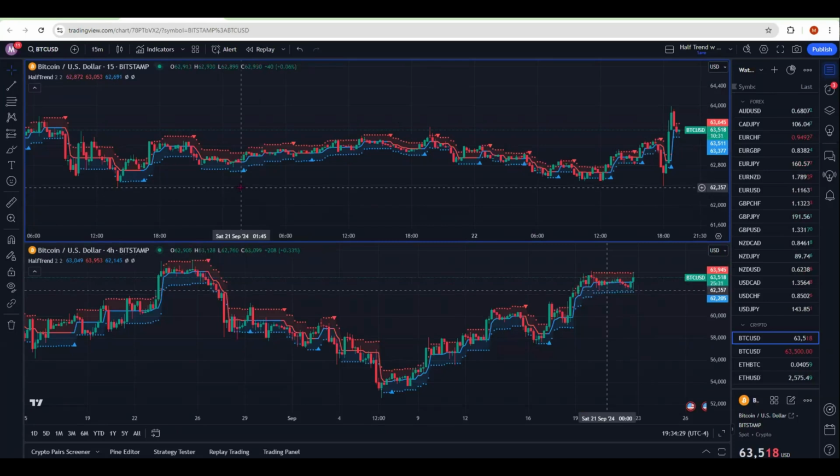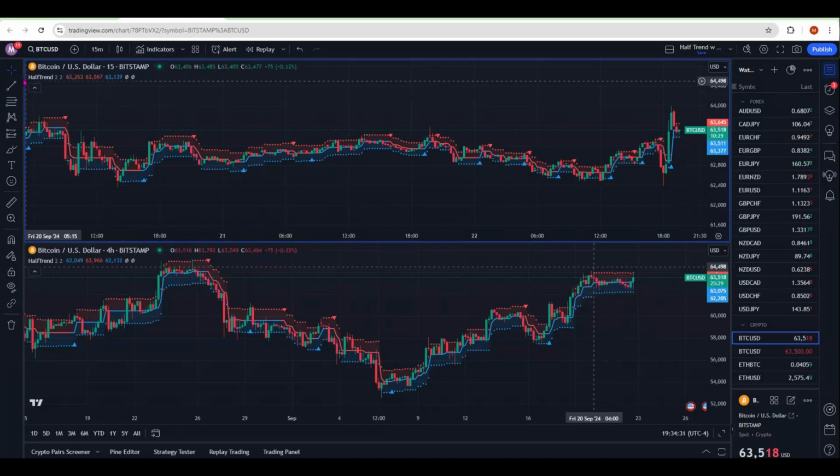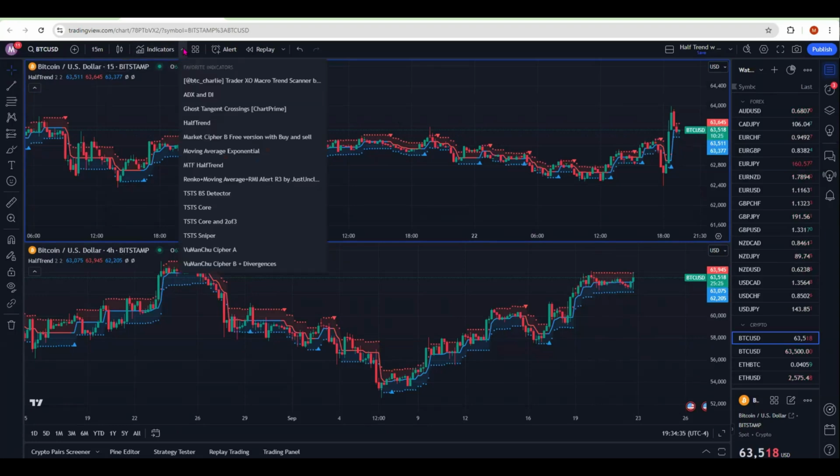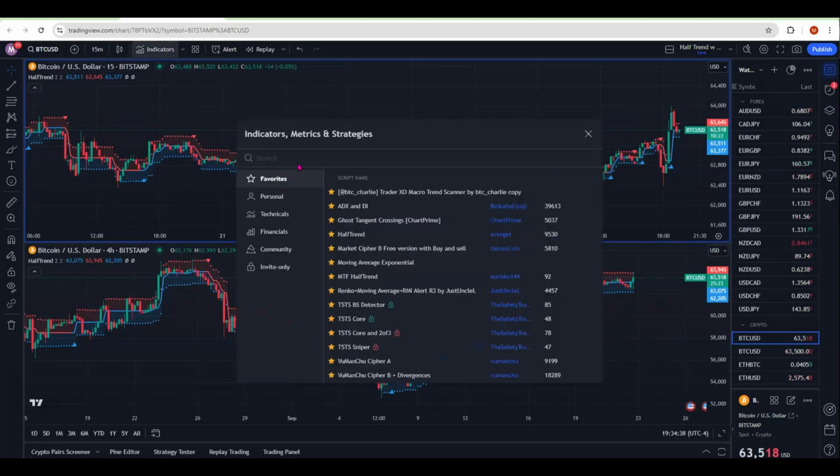And I'm going to show you that on this chart. So we're going to start off. I'm going to show you where to find this on TradingView, and then I'm going to show you a couple different ways to use it, swing trades, scalping trades, things like that. So I already have this loaded in. It's called the half trend indicator.